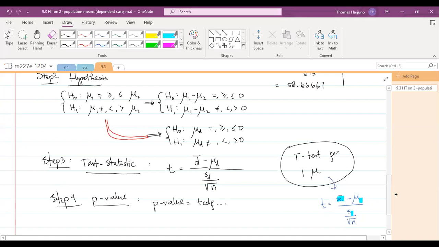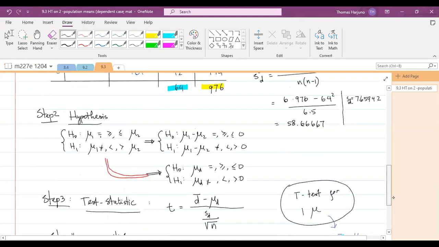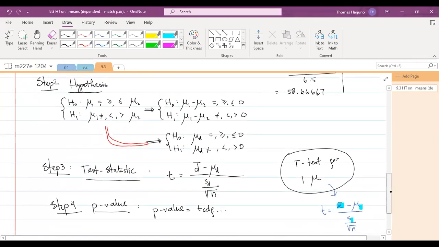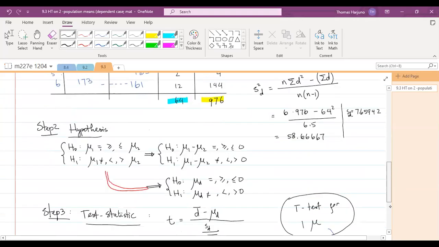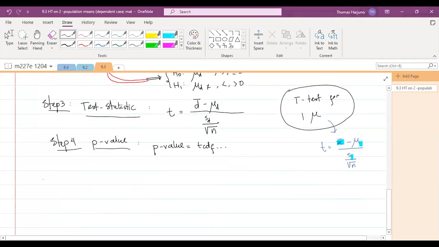Okay, that will be TCDF. Now, that's the modification to the work. And you see the hard work is actually happen here. Okay, suppose I continue from there, the claim, the weight loss program is effective.